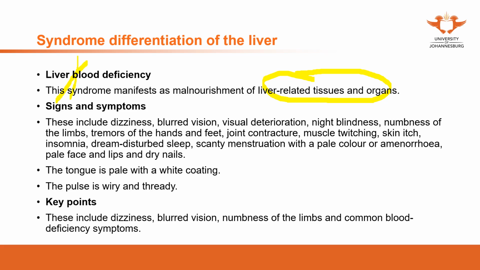So the patient will present with dizziness, blurred vision, visual deterioration, night blindness, numbness of the limbs, tremor of the hands and feet. Why will the patient have these symptoms? Joints, muscles, skin, insomnia. Why will the patient have insomnia? And disturbing dreams.